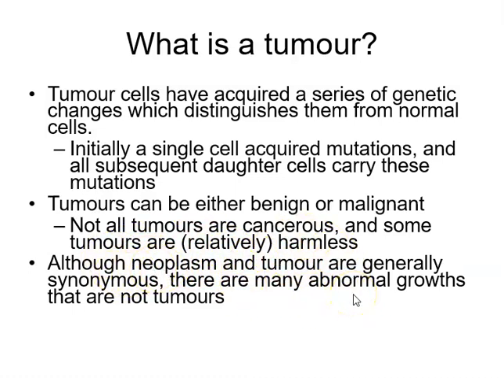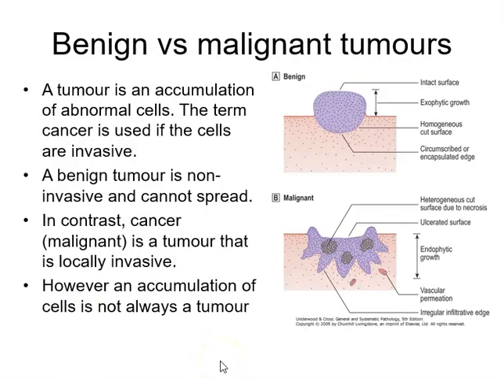Cancer is a very specific term, which is a malignant abnormal growth, and a benign tumour is a non-cancerous, non-spreading abnormal growth. So just to show the difference between benign and malignant tumours, and this is just a little sketch of how tumours form on skin, the difference between benign and malignant.